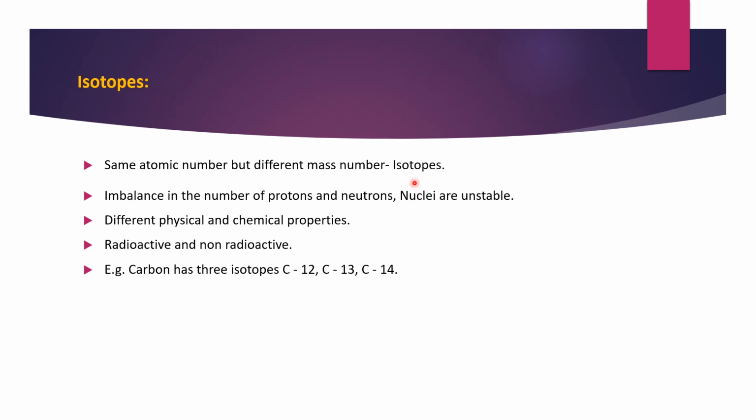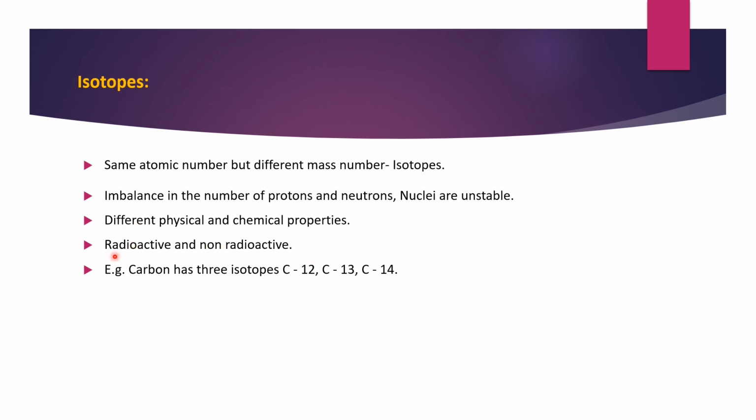That's why we are studying isotopes, because even if they belong to the same element and have the same atomic number, because of their different mass numbers they generate different kinds of isotopes, and that leads to different physical and chemical properties. They behave differently, and some isotopes emit rays, alpha, beta, gamma. These are known as radioactive, and some isotopes do not emit any of the rays. These are called non-radioactive.